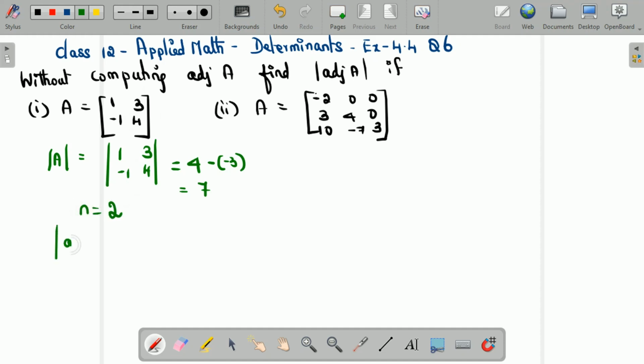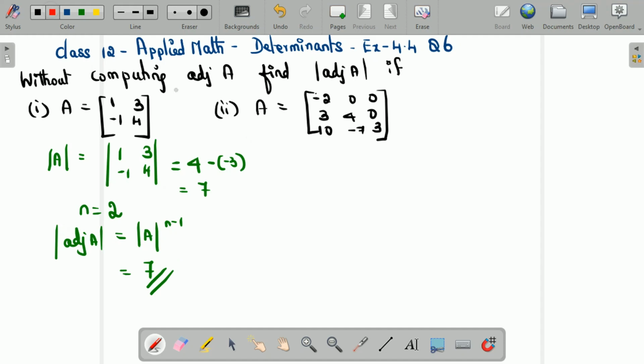Now let's find the value of determinant of adjoint of A, which is nothing but determinant of A to the power n minus 1. So 7 to the power 2 minus 1 is 7. So in this case, determinant of adjoint of A is equal to 7.